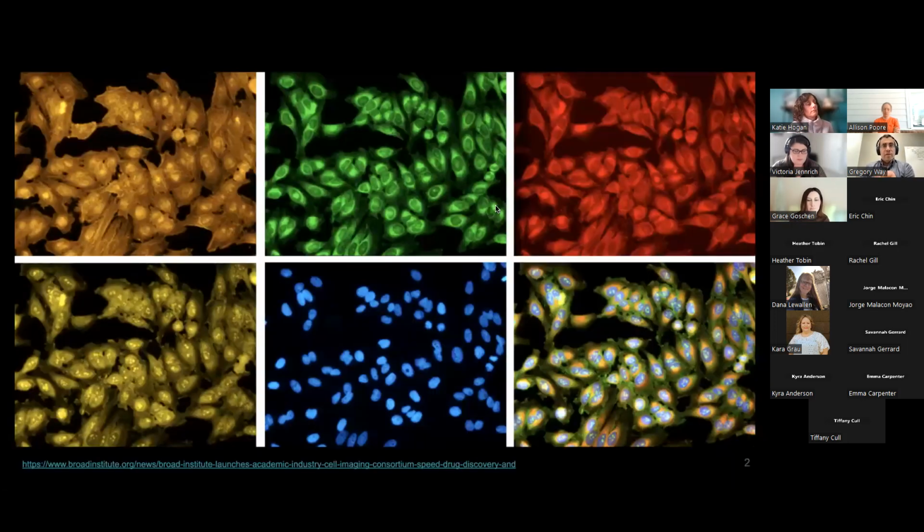This is the data that we typically work with. So these are pictures of cells at 20x magnification. These are the same cells in 5 different imaging channels plus a merged representation. And so this assay is specifically called cell painting.